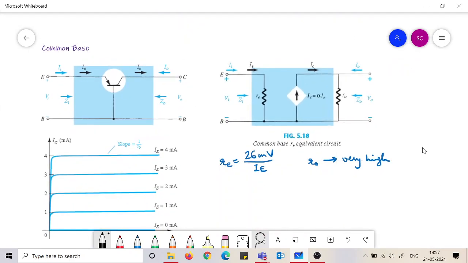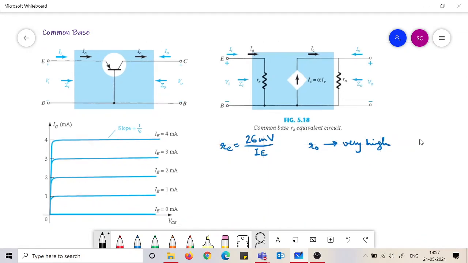Now the common base. This is a common base where the base is common. The base is at a common potential, and now the input side is the EB, VEB. Now the input is IE and the output is IC. But when you treat it as a two-port system, you have to talk about Ii and Io, Zi and Zo.